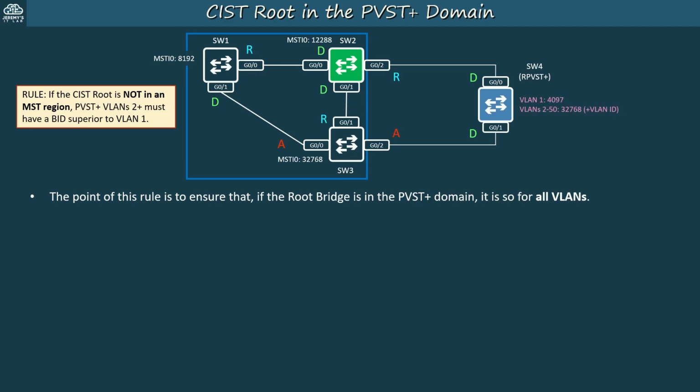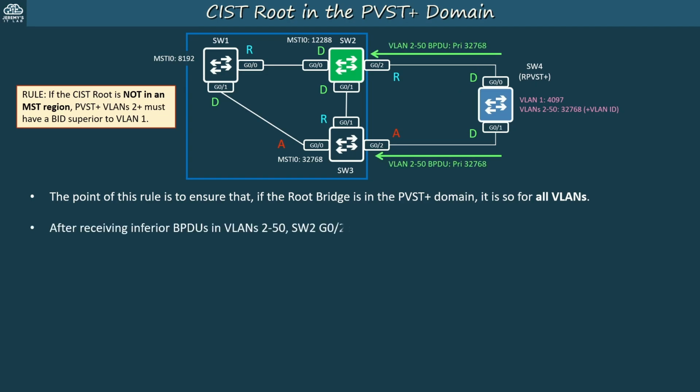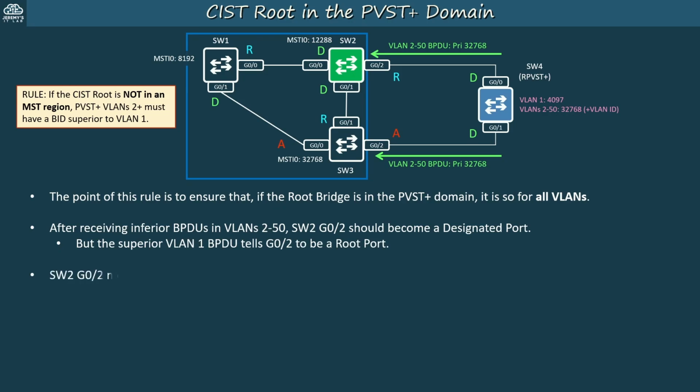So to test it, I've returned switch 4's priority for VLANs 2 to 50 to the default. Let's see what happens. After receiving switch 4's inferior BPDUs in VLANs 2 to 50, switch 2 G02 should become a designated port for VLANs 2 to 50. But the superior VLAN 1 BPDU tells G02 to be a root port because it connects to the CIST root. So there's a conflict here, and switch 2 G02 moves to the PVST simulation inconsistent state until the conflict is resolved.